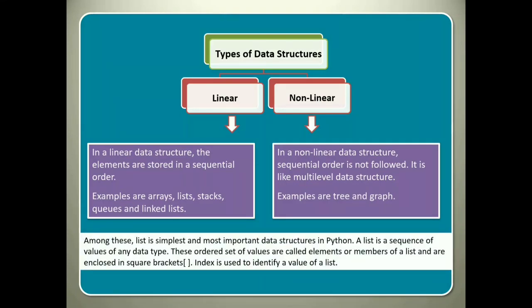Among these, list is the simplest and most important data structure in Python. A list is a sequence of values of any data type. These ordered sets of values are called elements or members of a list and are enclosed in square brackets. You use an index to identify a value of a list. In this session, you will learn how to traverse, edit, and sort the list.